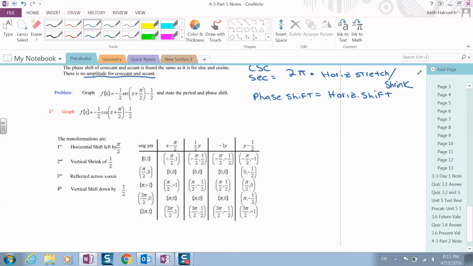So the first thing we're going to do is graph the reciprocal function. So we're graphing the cosine. If you notice, you're graphing the cosine.